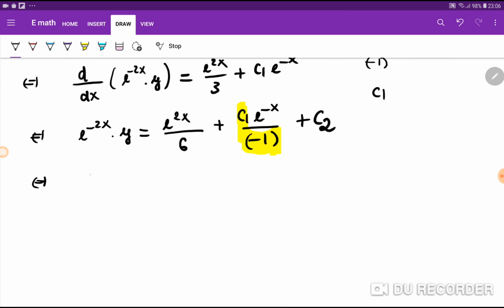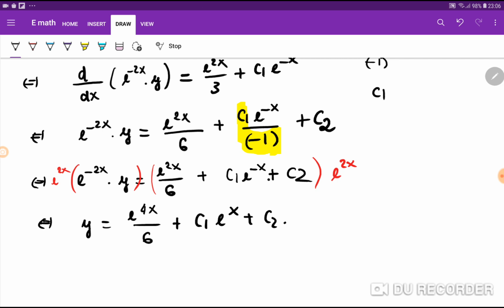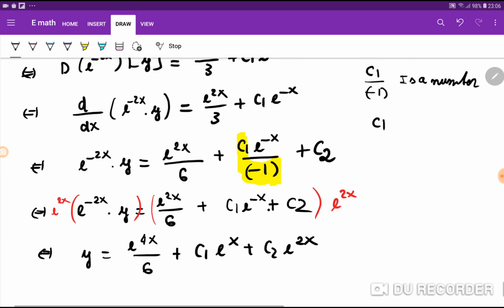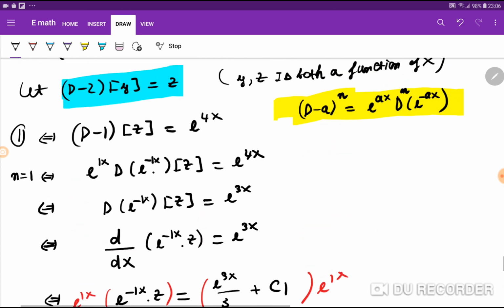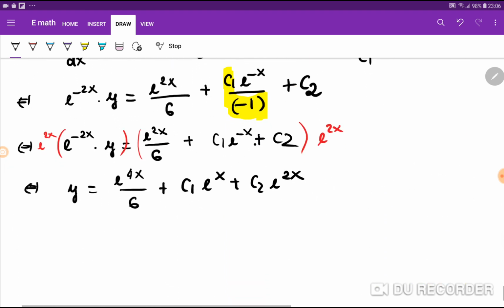Okay, rewrite e to the power 2x times y equals e to the power 2x over 6 plus c1 e to the power negative x plus c2. You times both sides by e to the power 2x. What do you get? You get y equals e to the power 4x over 6 plus c1 e to the power x plus c2 e to the power 2x. Okay, and ladies and gentlemen, that is our answer for this problem. That is our general solution.